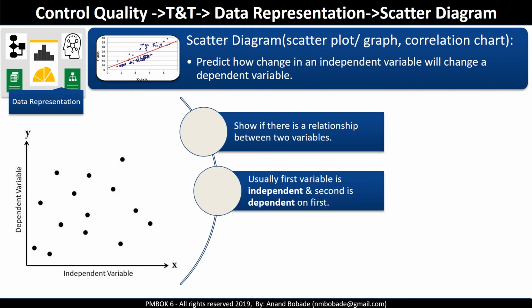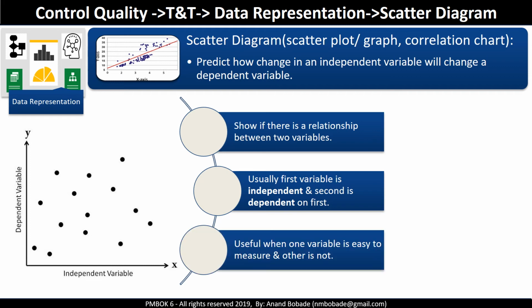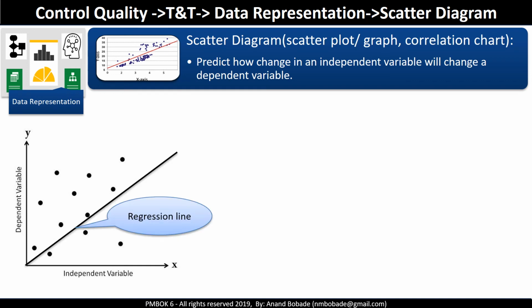Usually, first variable is independent and second is dependent on the first. Scatter diagrams are useful when one variable is easy to measure and other is not. With respect to quality, scatter diagram can demonstrate a relationship between process, environment or activity on one axis and quality defects on other axis. The line drawn on the graph is called regression line.